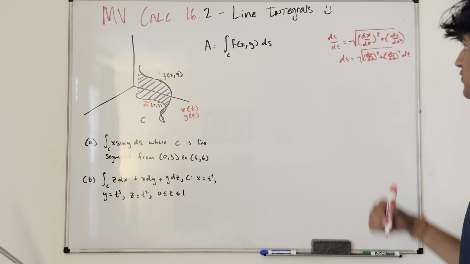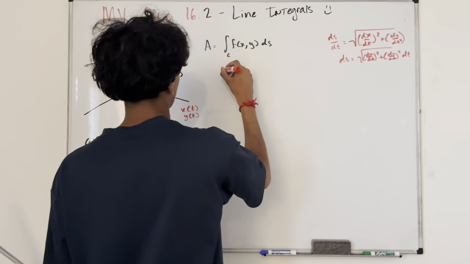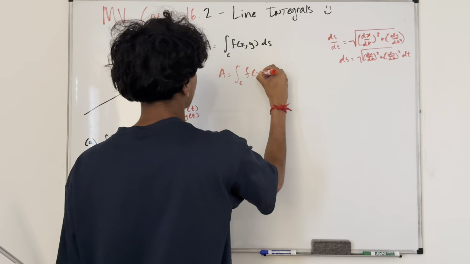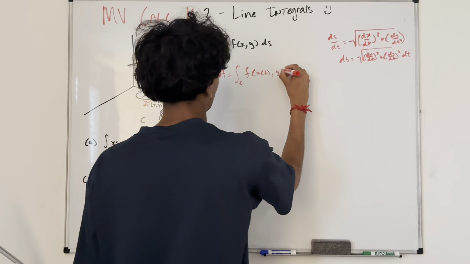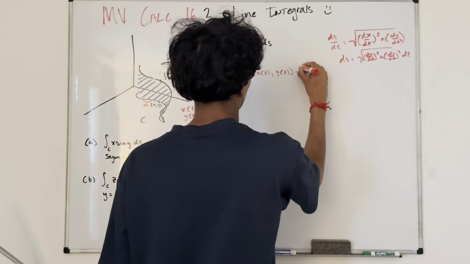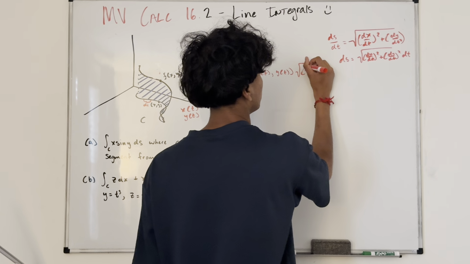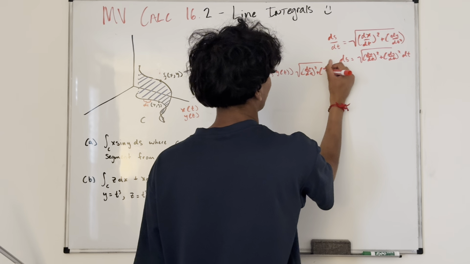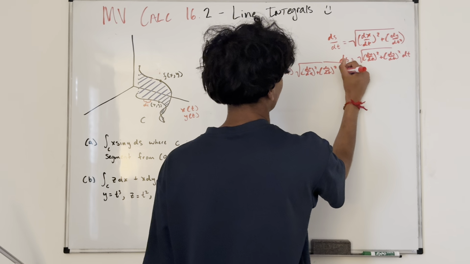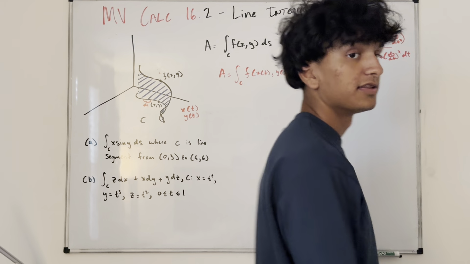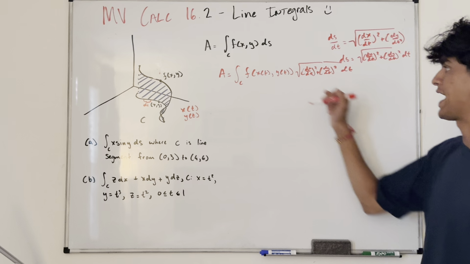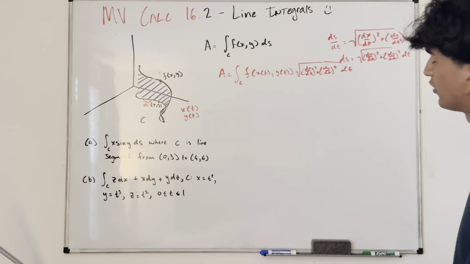So I can substitute that in for ds, and really I'm going to be doing the area. It's going to be the line integral of f of x of t, y of t, times the square root of dx dt squared plus dy dt squared, dt. You can think about the arc length formula. This is just the arc length formula, we're just adding on that multiplier being the function value.